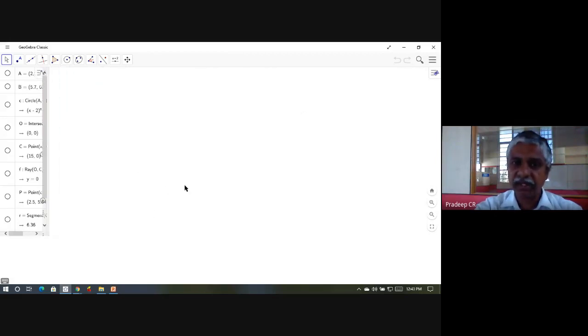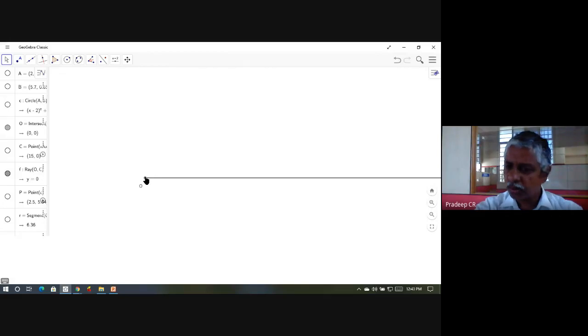So here is a plane. I have not yet fixed up any line or anything. No x-axis, no y-axis. It's a blank sheet. In this, I'll fix up a point. I'll start with a point. Some point I'll take. And then I will take a line, a ray actually, starting at O. Just draw one line. In this picture, it's horizontal, but it doesn't have to be horizontal. It can be any line.